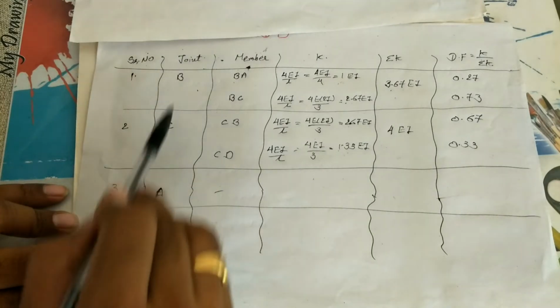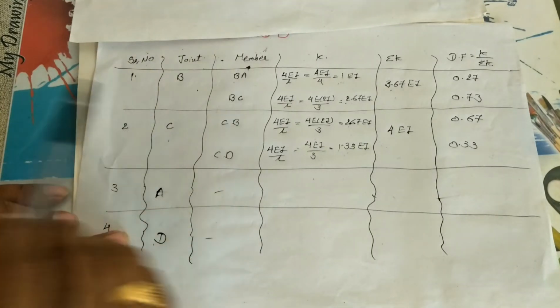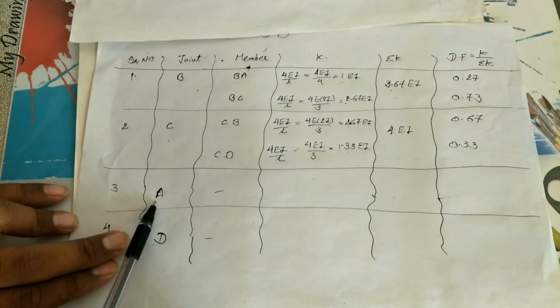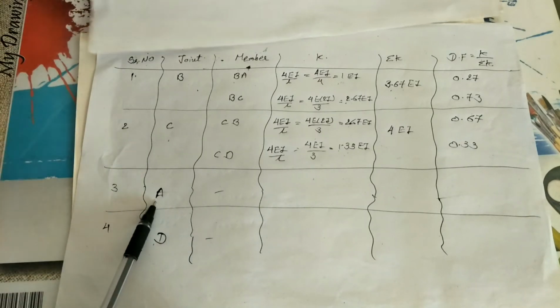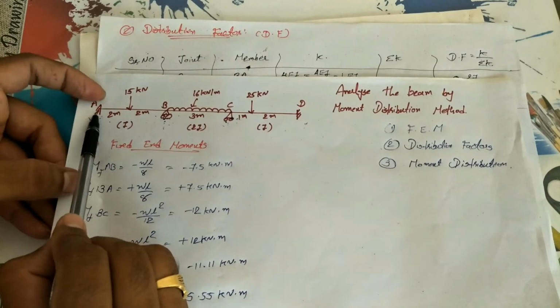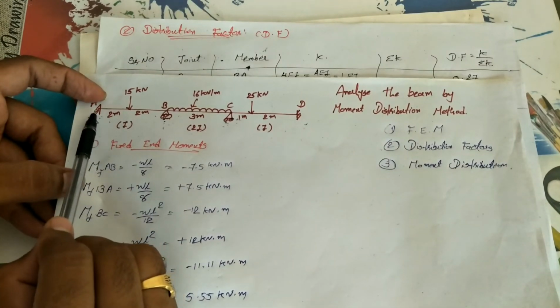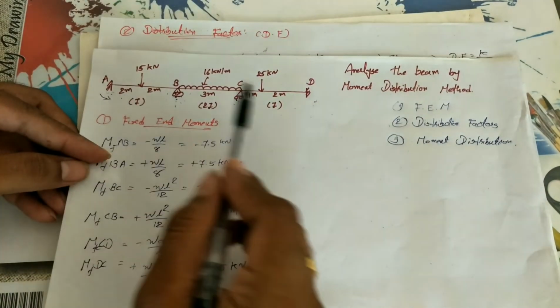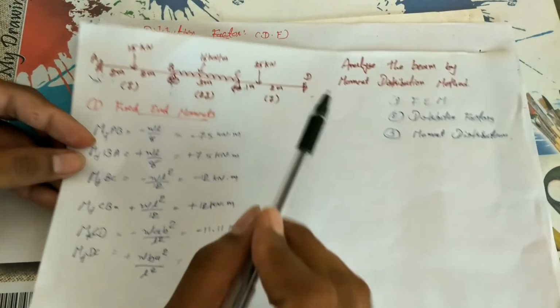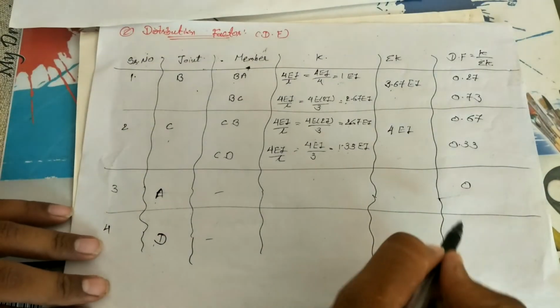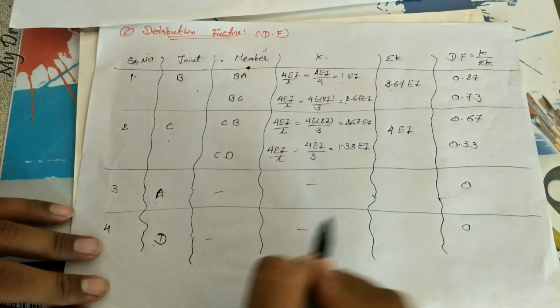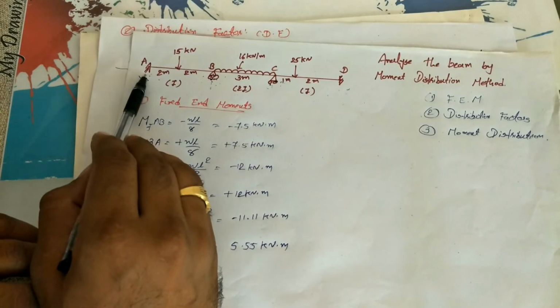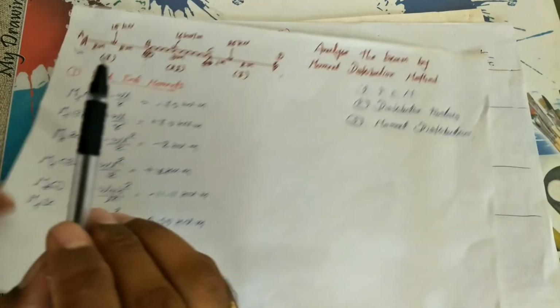Now what about this A and D end supports? This was about your intermediate supports. What about your end supports? Whenever your ends are fixed, it means if you are having an end as a fixed support, then your distribution factor, you will have to take it as 0. So A is my fixed support, so distribution factor for that is 0, and my D is also a fixed support, so for that also my distribution factor is 0. And if my ends are simple, then I will have to take distribution factor as 1.